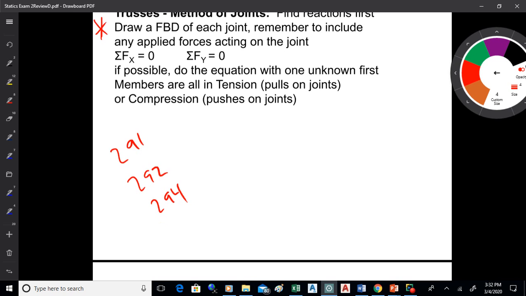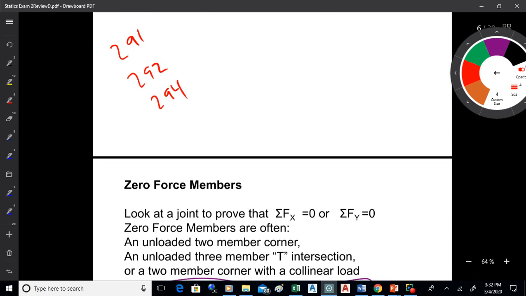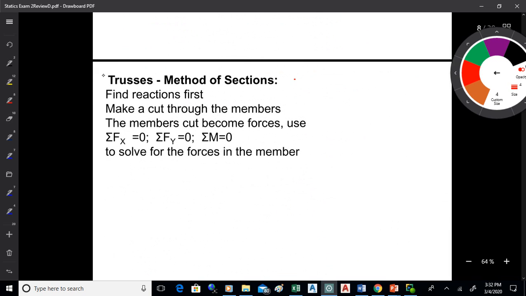Zero force members, that's kind of an advanced skill, but I might sneak a couple of those on a harder truss problem, who knows. I haven't made it up yet, so I don't know. And then sections was 311, 12, 13. Okay. So we all right with that? That's the topics.